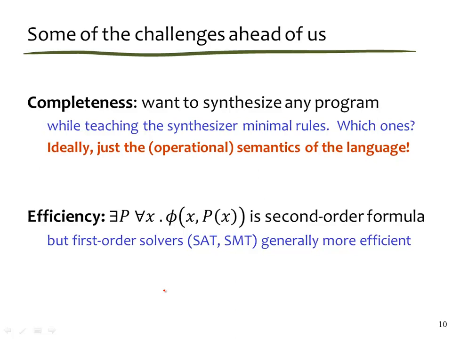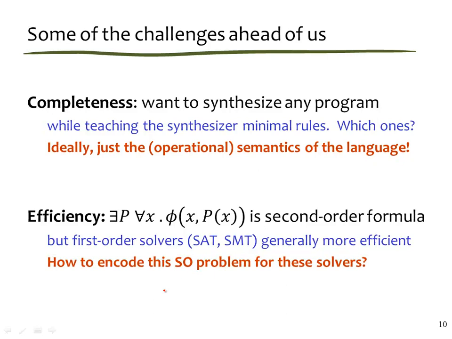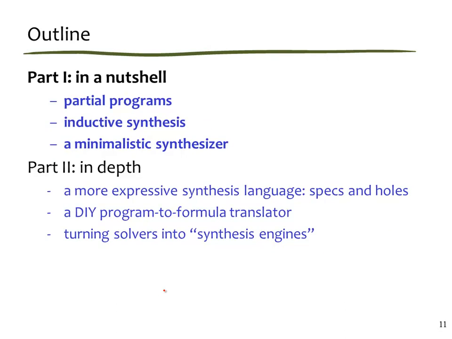Efficiency, well, what we are solving is a second order formula. The object we are looking for is a program, which is not a value but a function. Yet the solvers that we want to use are probably first order solvers because they are generally more efficient. So the question is, how do we encode the second order problem into these first order solvers? So these are perhaps the two most interesting problems that we cover technically.